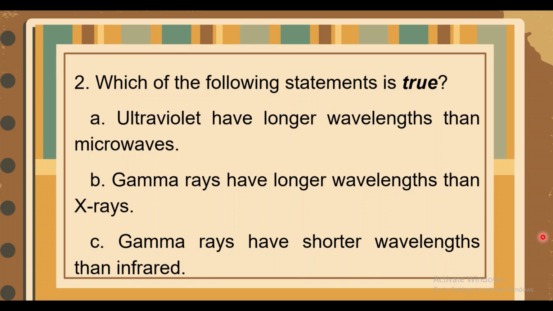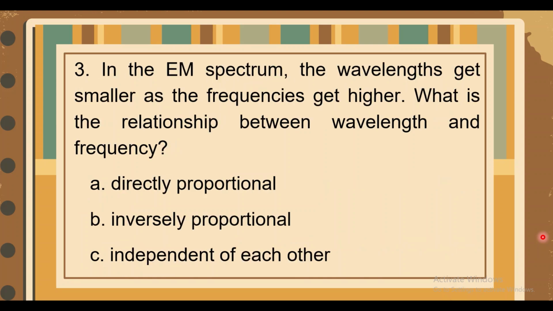Number 2. Which of the following statements is true? A. Ultraviolet have longer wavelengths than microwaves. B. Gamma rays have longer wavelengths than X-rays. Or C. Gamma rays have shorter wavelengths than infrared. Let's proceed to item number 3. In the EM spectrum, the wavelengths get smaller as the frequencies get higher. What is the relationship between wavelength and frequency? Is it A. Directly proportional, B. Inversely proportional, C. Independent of each other?